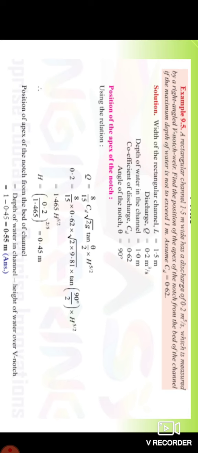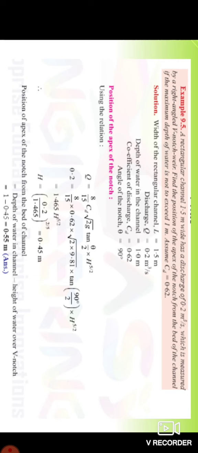Don't get confused here, because it is a rectangular channel. The discharge is given, and it is measured by a right-angled V notch, and you have to understand the concept of what we have to calculate. So here we have to use the V notch formula, because it is measured by a right angle V notch. It is a rectangular channel and its discharge is given, but it is measured using a right angled V notch. Then which formula are we going to use? The V notch formula.